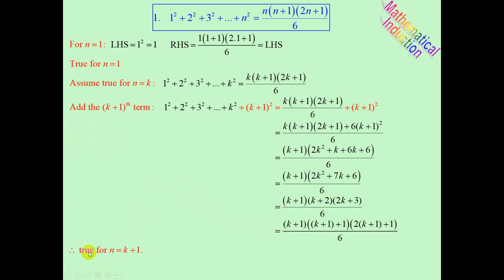Strictly speaking, in the really rigorous maths, they would write, therefore, based on the fact that it's true for n equal to k, comma, true for n equal to k plus 1. And that's what I did originally, but I've taken out all that confusing stuff. And from there, we go straight to, therefore, by mathematical induction, it is true for all n element of natural numbers.